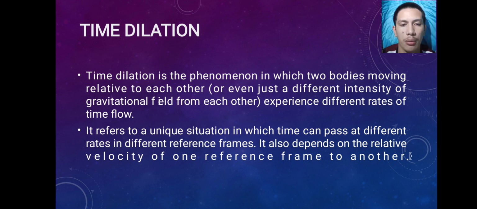So, time dilation means that time can flow at different rates depending on how fast you are moving, or the strength of the gravitational field you are in. It's a fascinating aspect of physics that shows us how our perception of time can change based on our relative motion or the presence of massive objects.